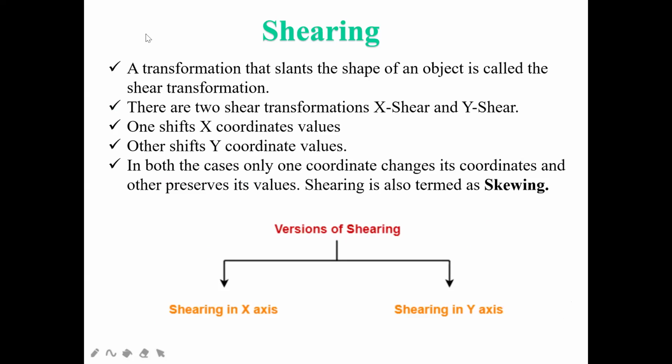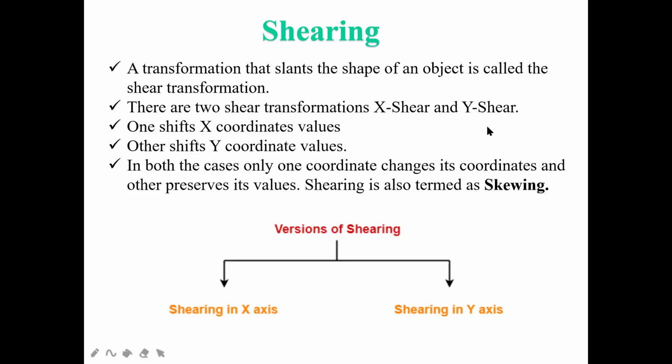Shearing means a transformation which slants the shape of an object. Where you are going to slant the object, that time you are going to use shearing. And shearing is of two types: one is x shear, and another one is y shear. If you are shifting values towards your x coordinates, you can say it as x shearing. If you are shifting your y coordinate values, you can say that y shear transformation.